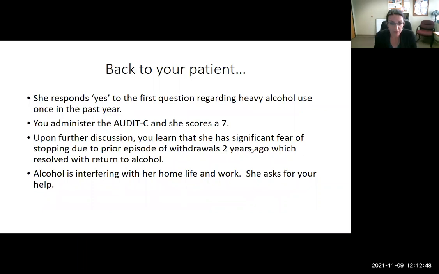So we'll return to our patient that we saw in clinic, and she responds yes to that first screening question regarding heavy alcohol use once in the past year. So then you proceed to administer the AUDIT-C, and she scores a 7. So we'll look at that. You discuss it further, and you learn that she does have significant fear of stopping her use because she had withdrawal 2 years ago, and she resolved that by returning to alcohol. And it's interfering with her home life and work, and she's asking for your help.